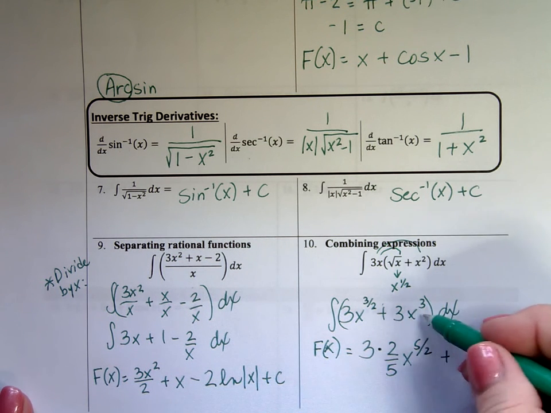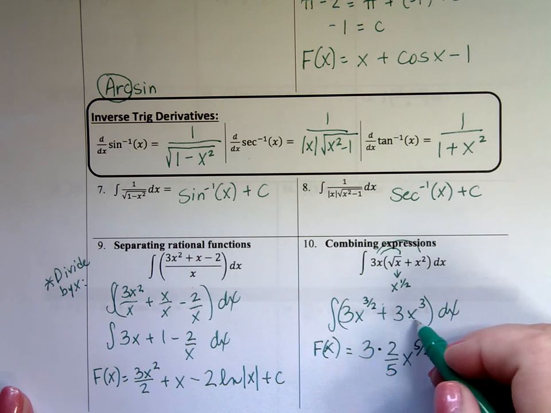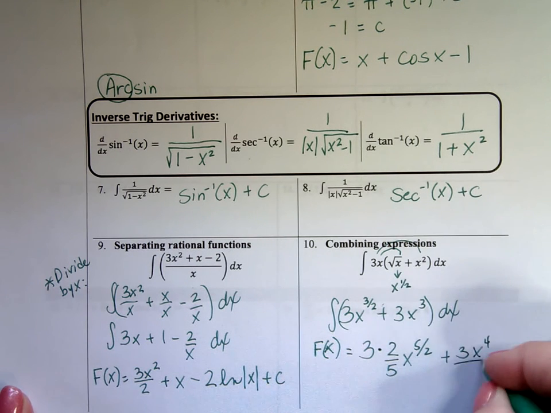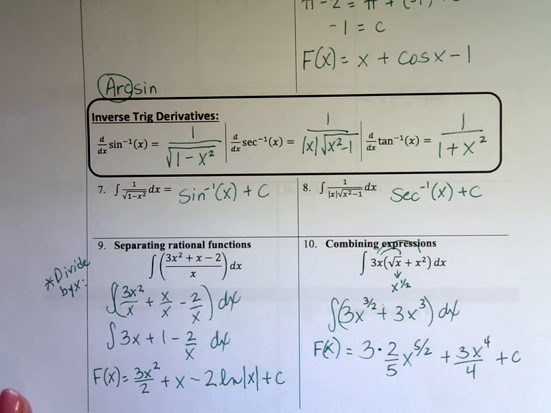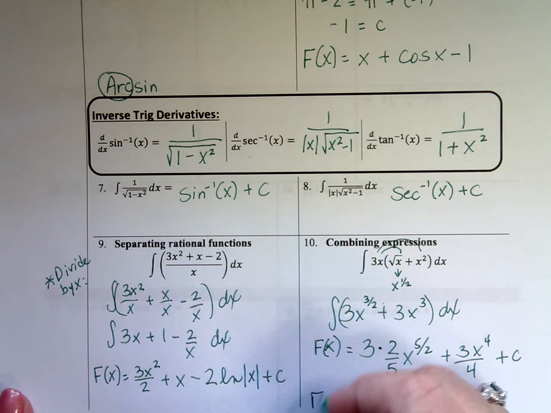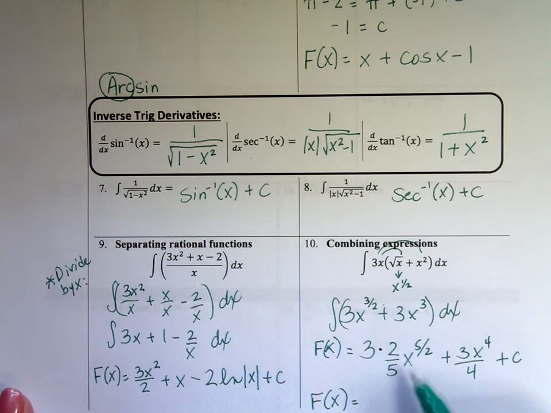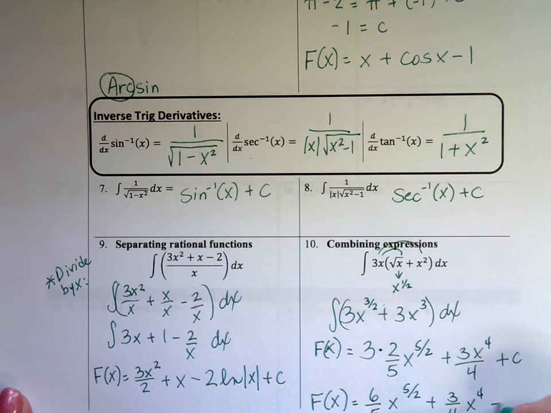3, the coefficient. Add a power on, x to the 4th over 4 plus c, and then pretty it up. So I have 6/5 x to the 5/2 plus 3/4 x to the 4th plus c. Best I got.